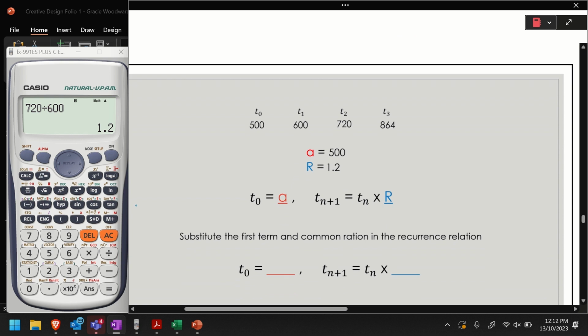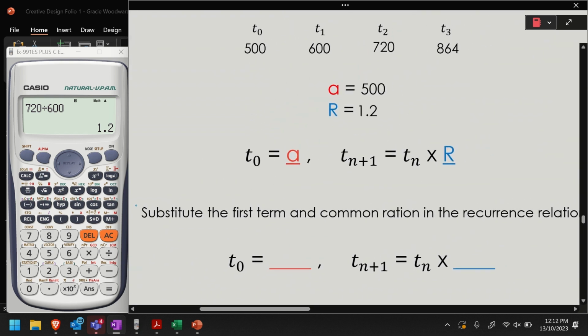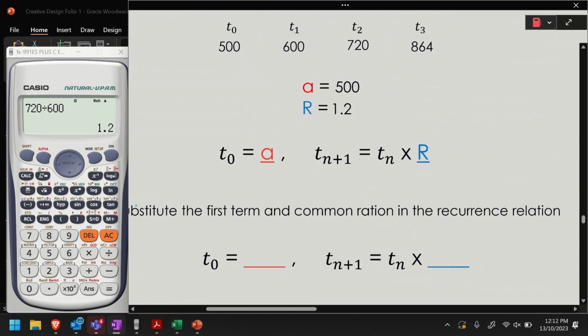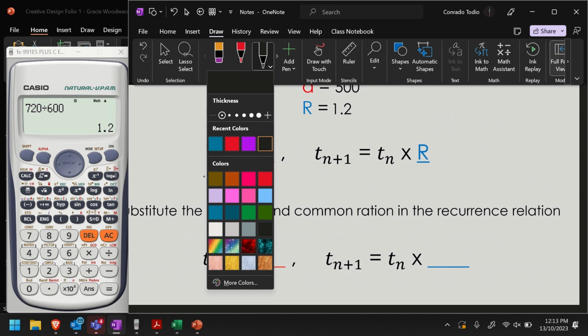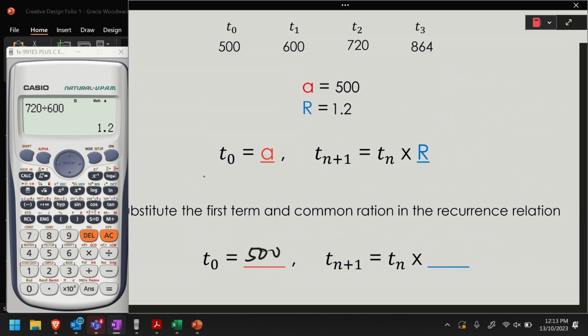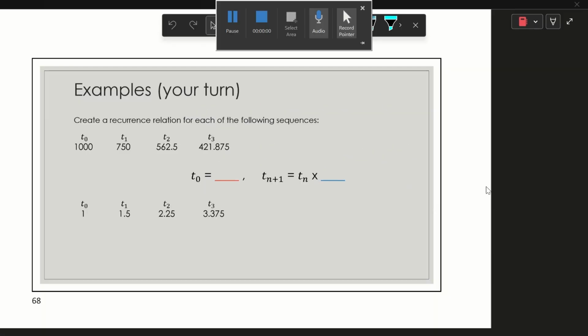Alright, so putting that all together in my recurrence relation, my starting number is 500. Okay, 500. And I'm multiplying by 1.2.